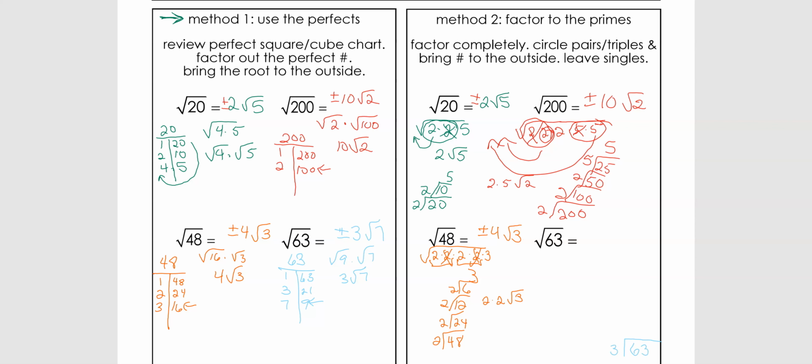63 divided by 3 is 21. Divided by 3 is 7. And so it's 3 times 3 times 7. 3 times 3, that's our pair. One of them dies and the other one comes out of the house. And 7 stays the same. Plus or minus 3 square root 7.